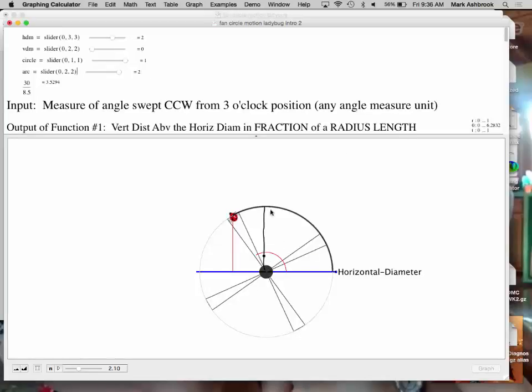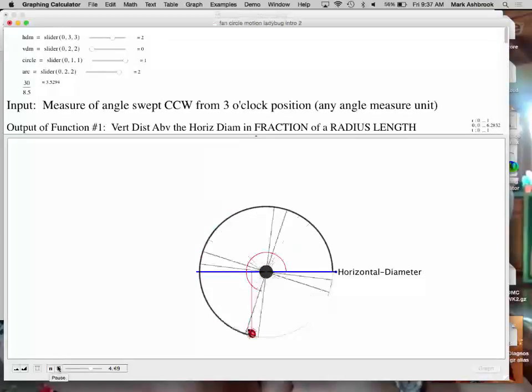So this is a whole radius length right here. So the bug is almost one whole radius length. To me, it looks like about 4/5 of the way up, right? About 4/5, so like 0.8. So the value of this quantity for this angle, so we've got an angle, input, and then we have the output. The current output would be about 0.8 vertical distance above the horizontal diameter as a fraction of the radius length. We'll try one more example. This is huge for the next 2 or 3 weeks, so don't tune out.